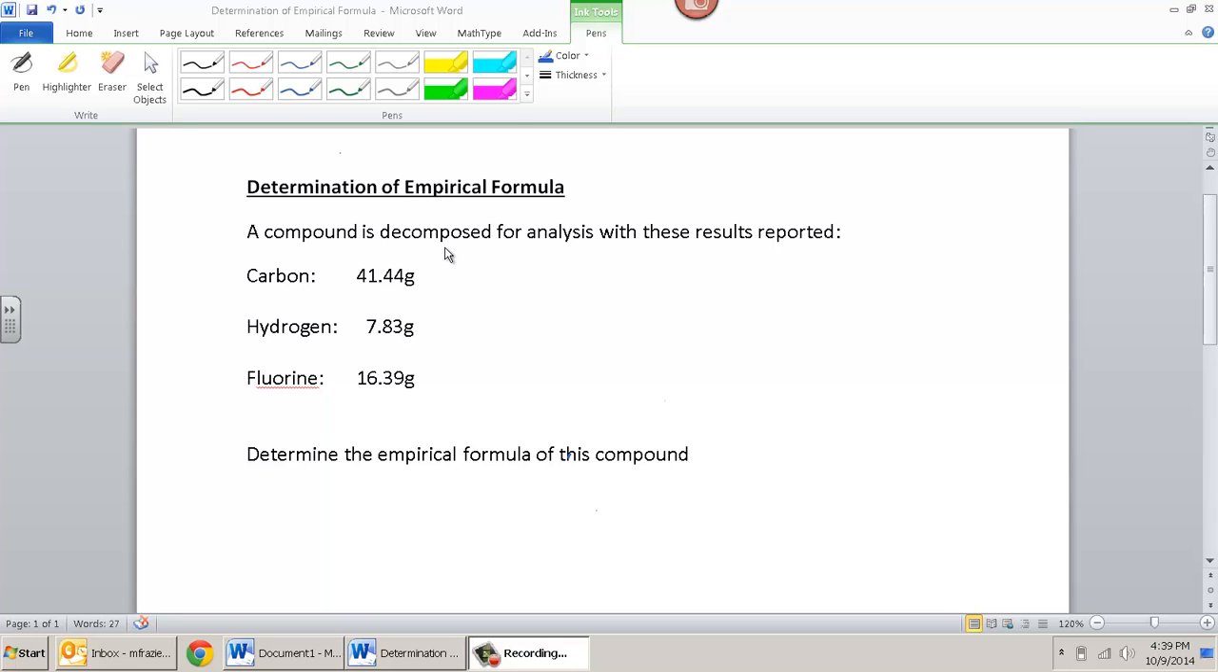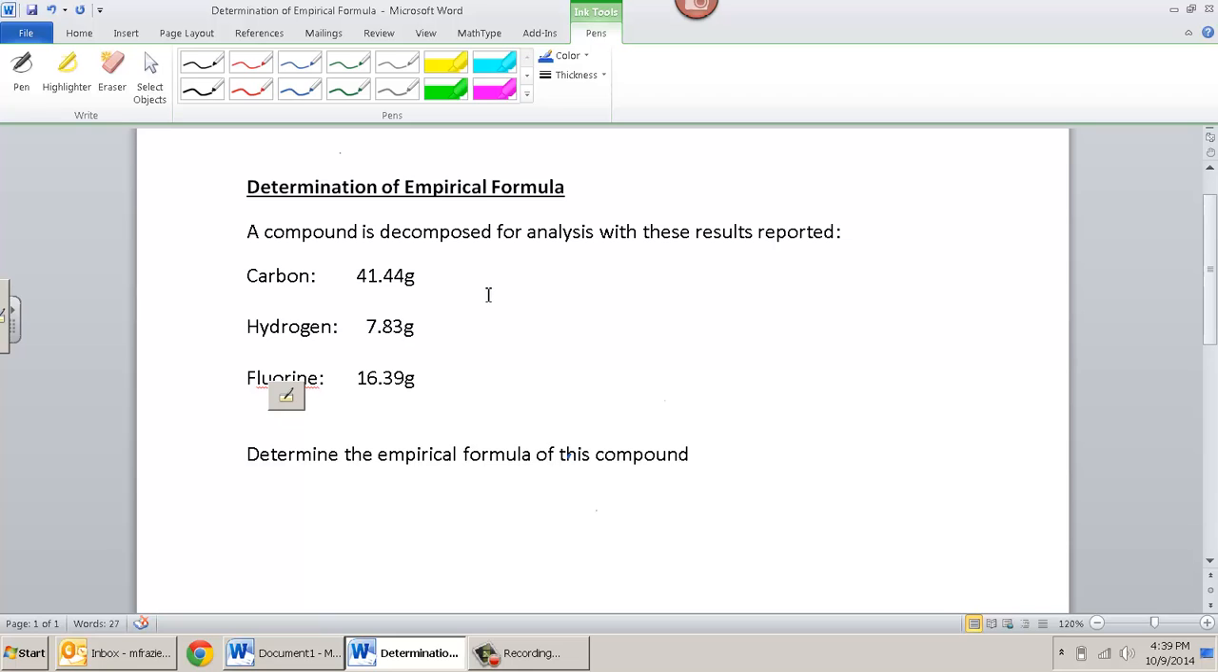In this video I'm going to show you how to determine the empirical formula for a compound if you're given information about the relative abundance of the elements in that compound. So in this example, it says the compound's been decomposed and it's made up of carbon, hydrogen, and fluorine, and you get the amounts that are shown here, and the amounts that are shown are given in grams.